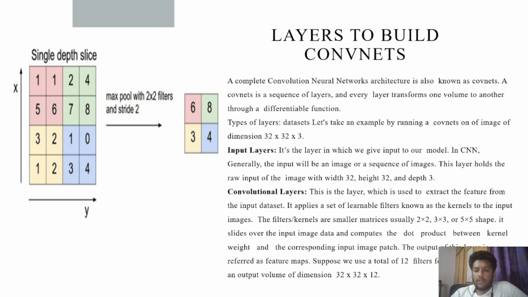In a CNN, the convolutional layer is the layer used to extract the features from the input dataset, and it applies a set of learnable filters known as kernels to the input images. Filters or kernels are small matrices, usually 2 x 2, 3 x 3, or 5 x 5 in shape, and they slide over the input image data and compute the dot product between the kernel weights and the corresponding image patch. The output of this layer is what we refer to as the feature map. Suppose we use a total of 12 filters for this layer, we might get an output volume of dimension 32 x 32 x 12.